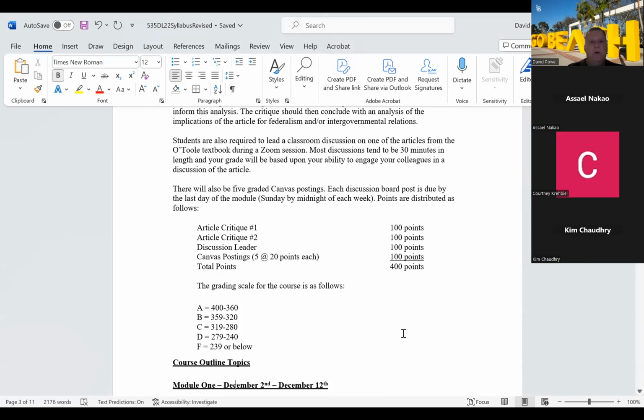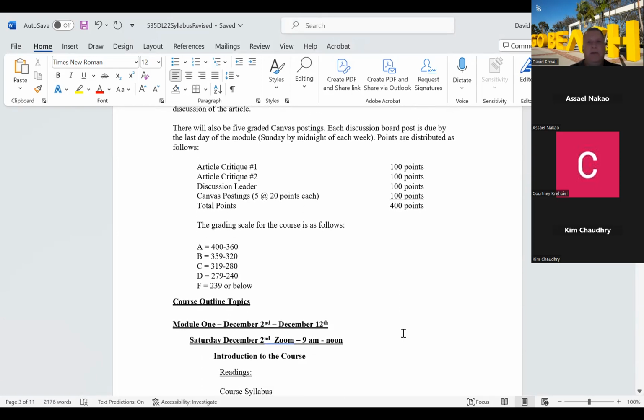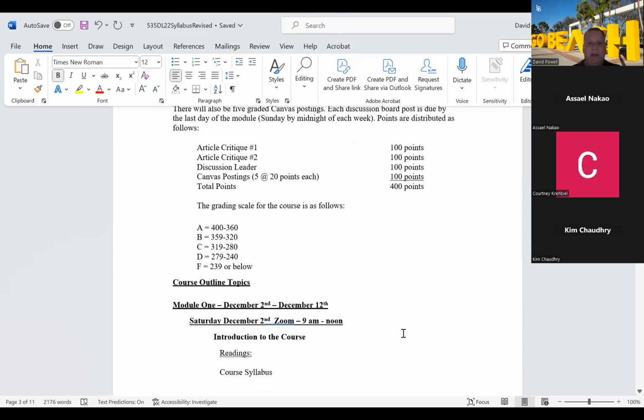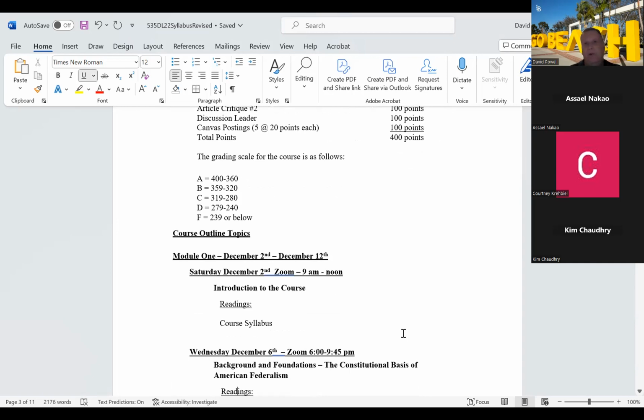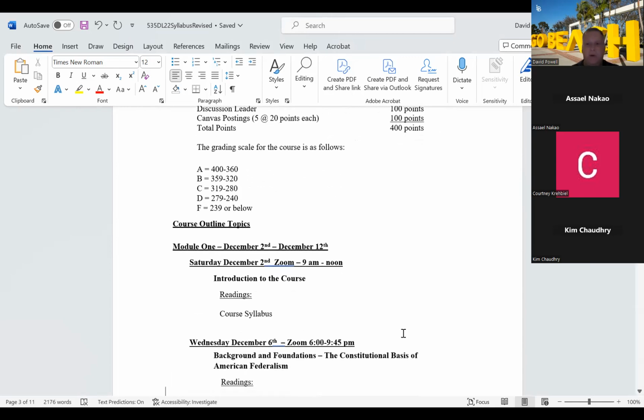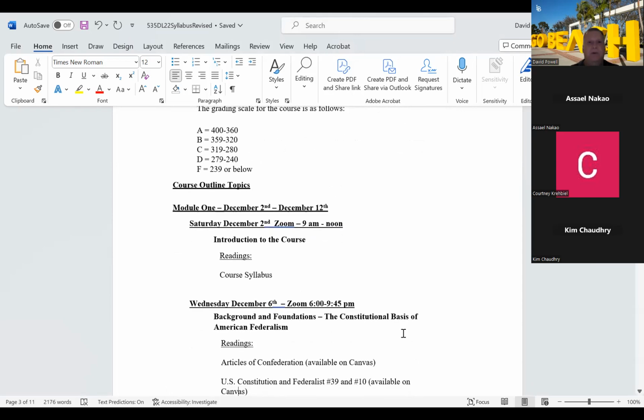So you also know our grading scale. We don't have pluses and minuses, unfortunately, and so it's just your 90, 80, 70, 60 type of split. Honestly, if you do all the work in the course and you lead a good discussion and you do a good job on your article critiques, it's going to be really hard for you not to get a B in the course. That's just kind of the way in which the course is designed.